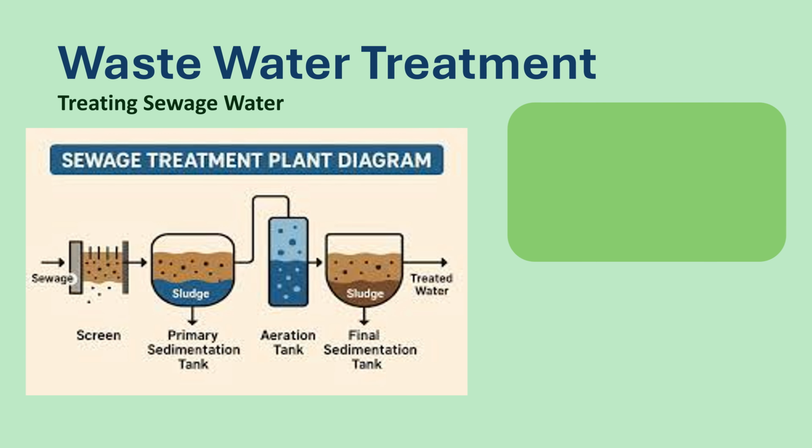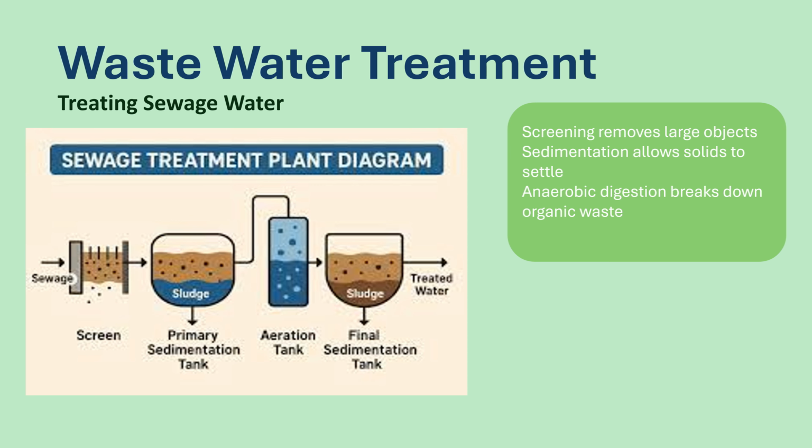Wastewater treatment removes sewage and harmful substances before water is released back into the environment. The first stage is screening, where large objects are removed. Sedimentation then allows solid waste to settle out. The remaining sludge is broken down by anaerobic bacteria during anaerobic digestion. This process produces biogas, which can be used as a renewable energy source. Wastewater treatment reduces pollution and protects rivers and ecosystems.